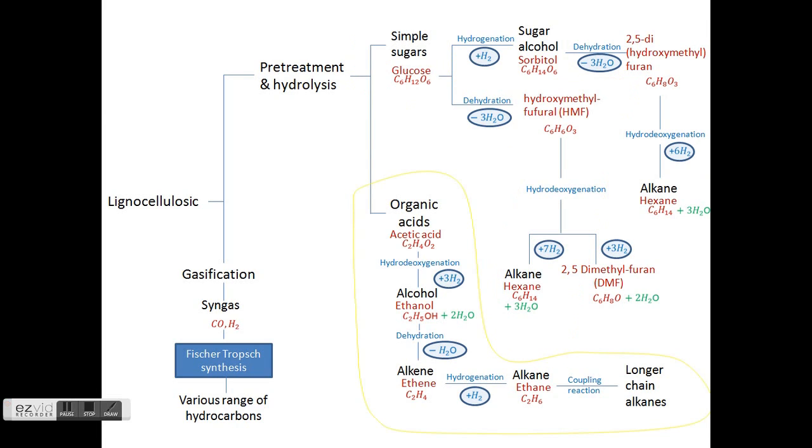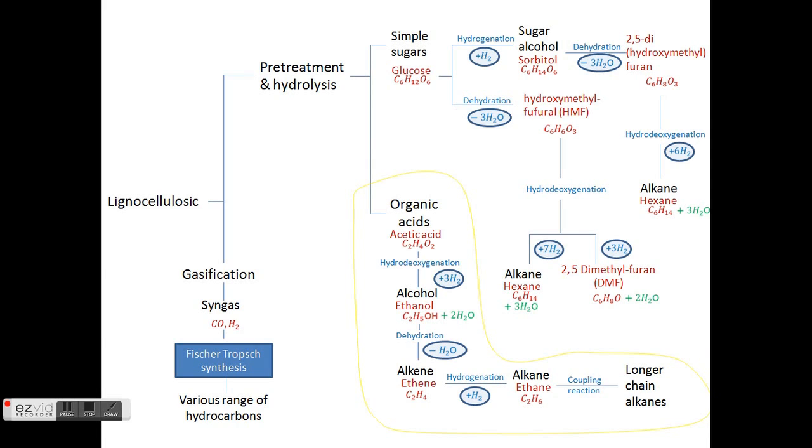And then we can look at this pathway. But I've said that for the sugar pathway, there are several pathways. You can convert the glucose to organic acids and then go on from there. So there are several pathways this can take, but most of those pathways involve these processes: hydrogenation, dehydration, or hydrodeoxygenation. So they're very similar reactions, but starting from different starting reactions. Let me put it that way.